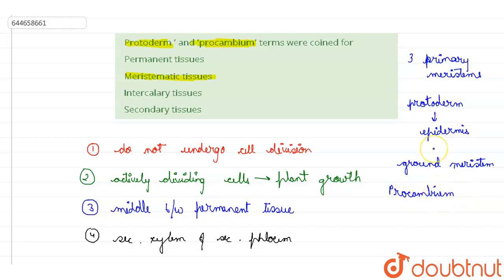So these are the three meristems given rise by the meristematic tissue. So the correct option is meristematic tissue, as this comprises the protoderm and the procambium. I hope this is clear to you.